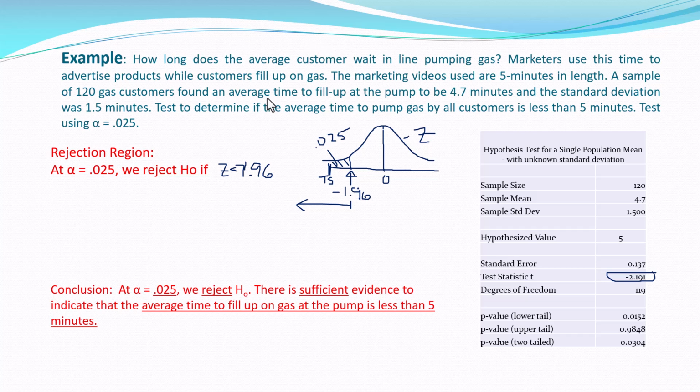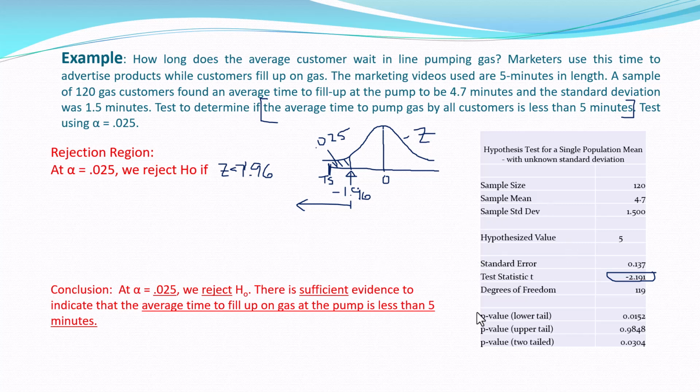And here's a hint for you. At 0.025, we reject H naught. There is sufficient evidence to indicate that the average time to pump gas by all customers is less than 5 minutes. I use slightly different wording, but basically that's what I want to say.